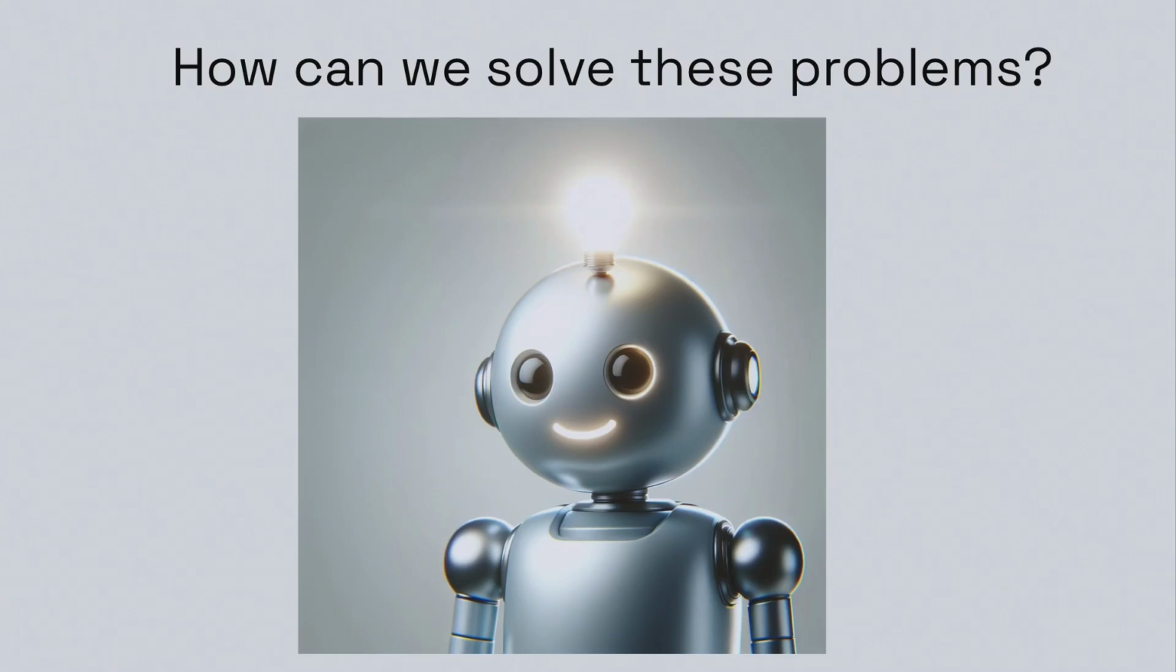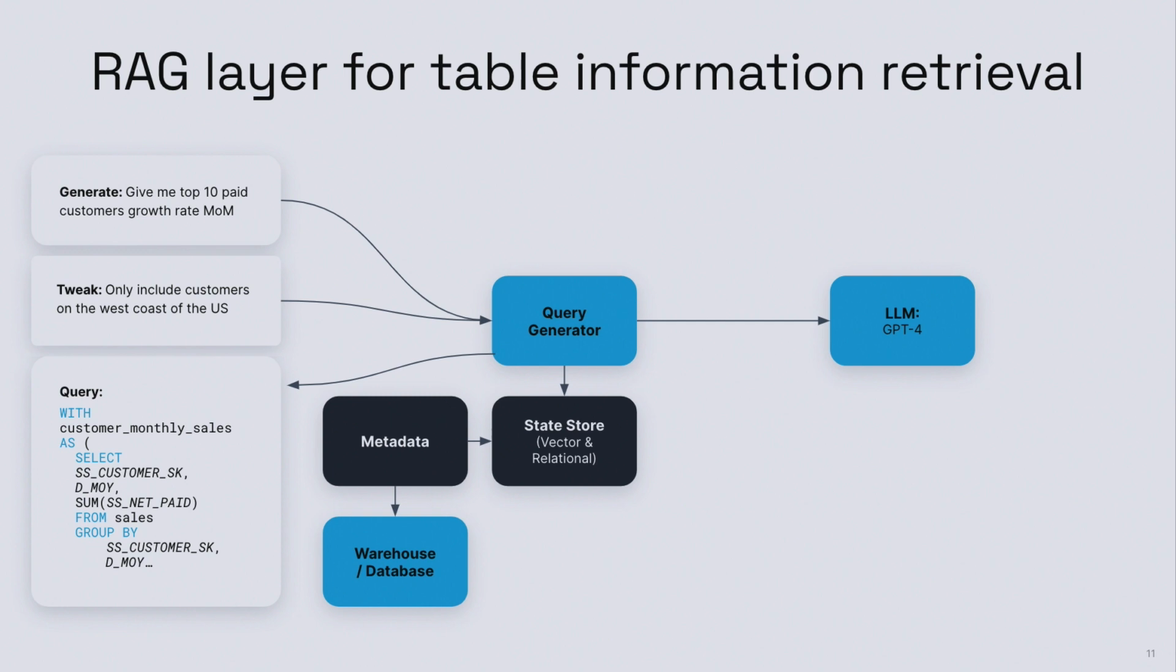So how can we solve these problems? The first one is we need to build a RAG layer for table information retrieval. I highlight this in the two black boxes here. Basically, you want to retrieve the metadata from the data warehouse, and you want to use this system to be able to find the right table or right schema, right columns, before sending this to the large language model to generate the query. If you don't do that, again, like I mentioned before, you are going to run into issues like hallucination or missed context and stuff like that.